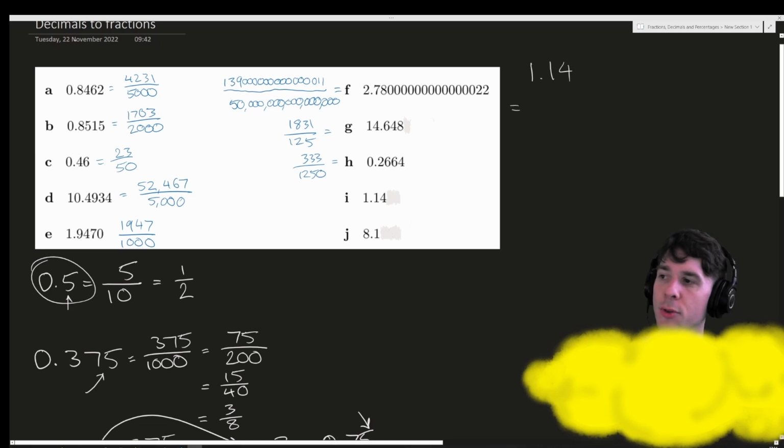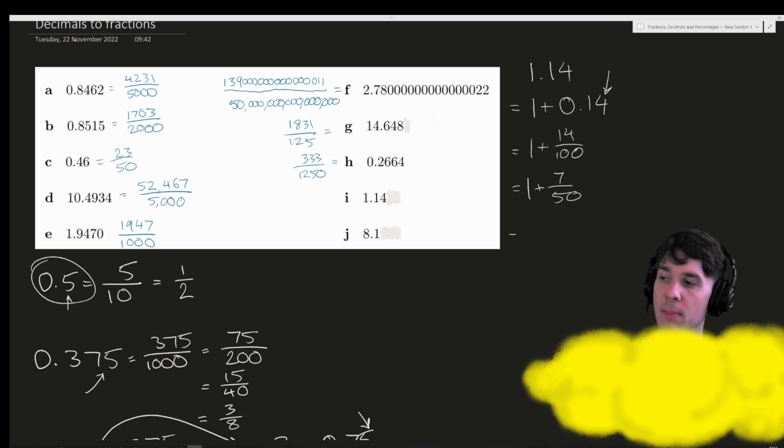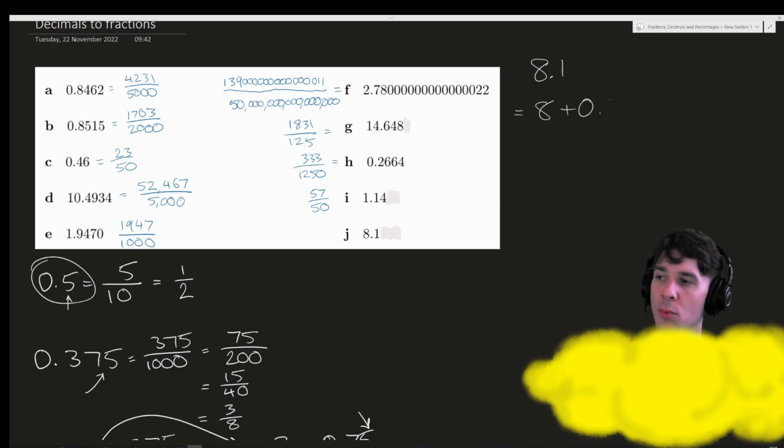1.14 is equal to 1 and 0.14. In this number, the 4 is in the smallest place value, which is the hundredths position. So this will become 1 plus 14 hundredths. We can divide by 2 in that fraction to give us 7 50ths. And if we wanted to make this a mixed number, it would become 57 50ths. That's our final answer.